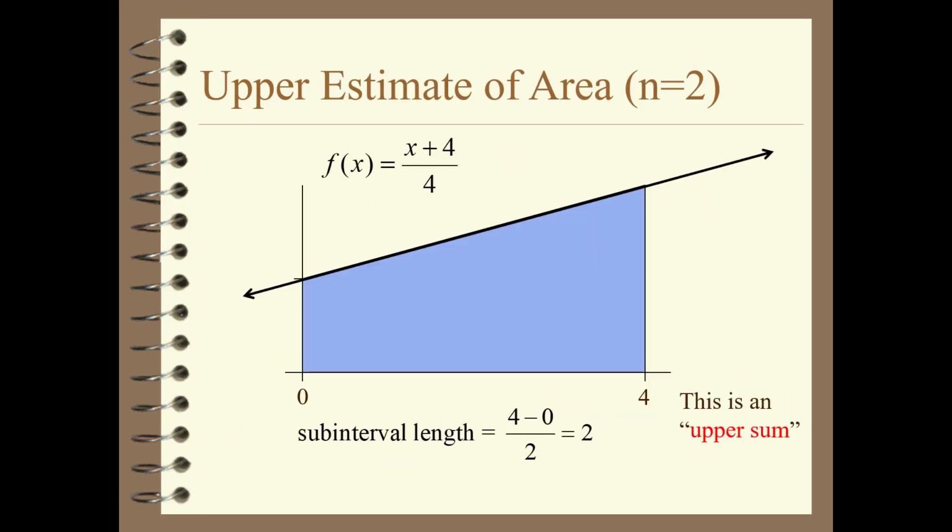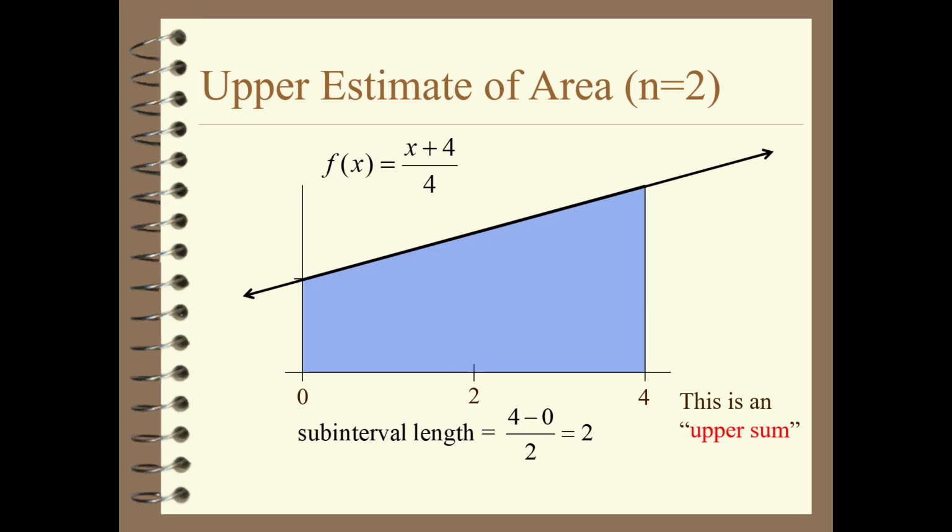For example, I want an upper estimate on the area, and I will use two rectangles to do so. So I will take the interval from 0 to 4. That length is 4 minus 0. I'll then divide by 2 to get the subinterval length being 2. That will then tell me what x values begin and end my subintervals. If I start at 0, the first subinterval ends at 2. If I start at 2, the subinterval then ends at 4. Notice I have two subintervals now of equal length.